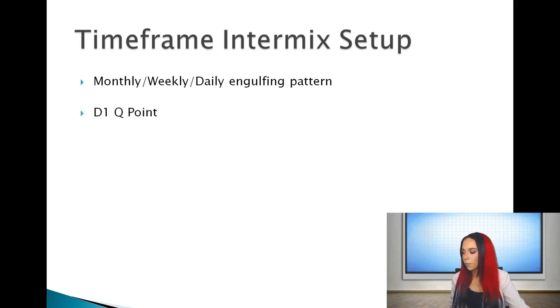Let's move on. If you are trading without additional market profile information, regardless of what's happening on the monthly and weekly charts, you really must have a daily Q point.